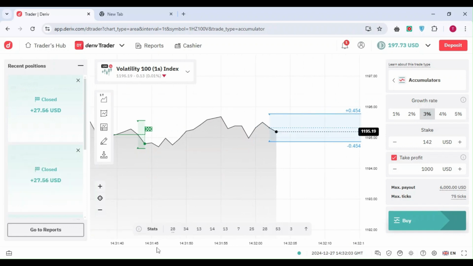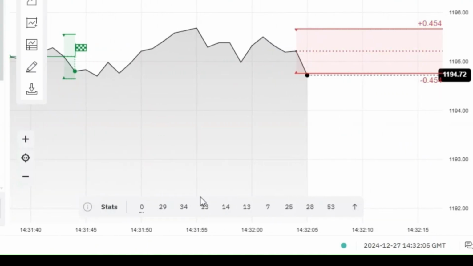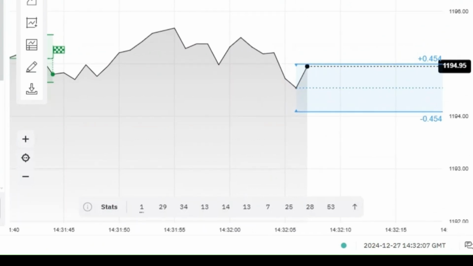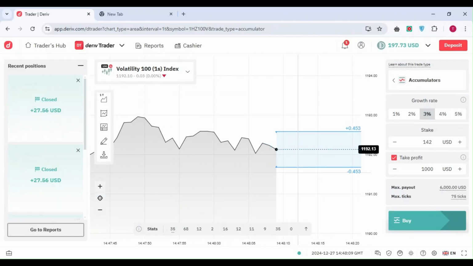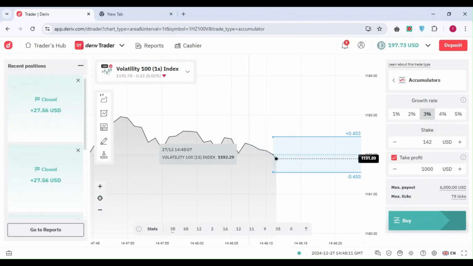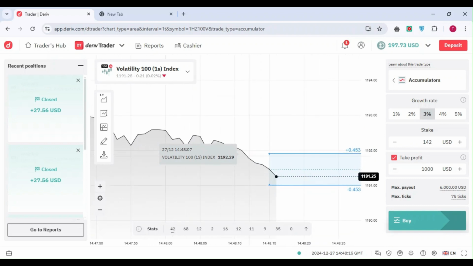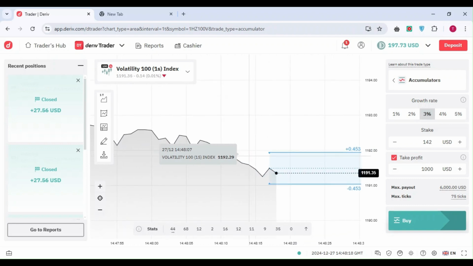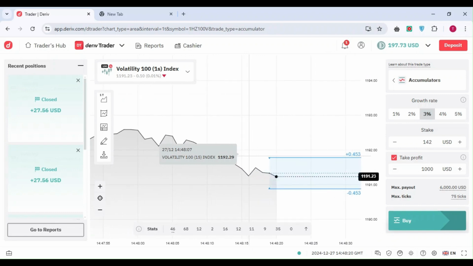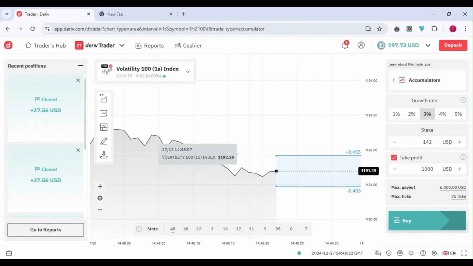So analyze the stats here. Have an average. Get out of the market once your desired target amount is reached. If you're aiming to get to $10, once you get to $10, get out of the market. If you're aiming for $20, if you get $20, get out of the market. Do not be greedy, as that is how you're going to blow your account.